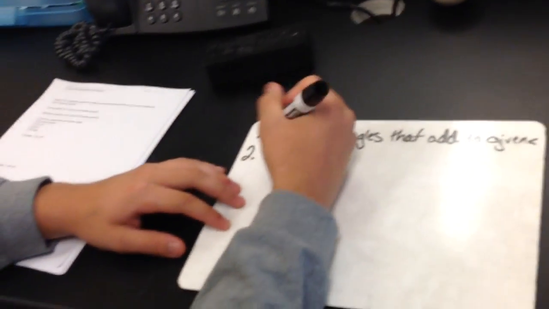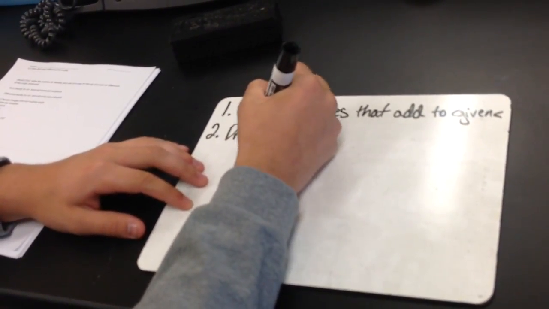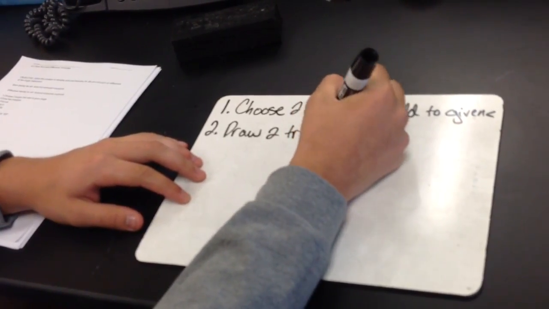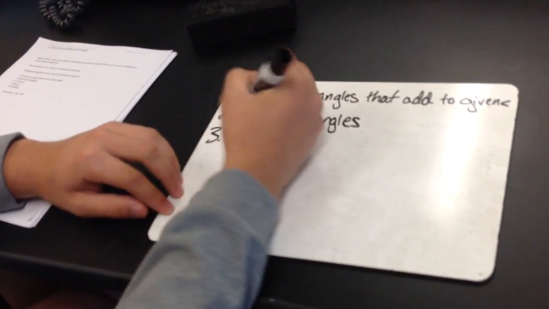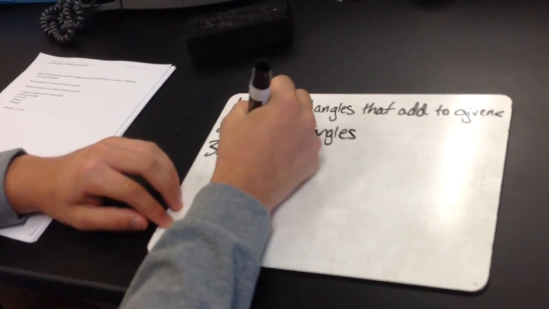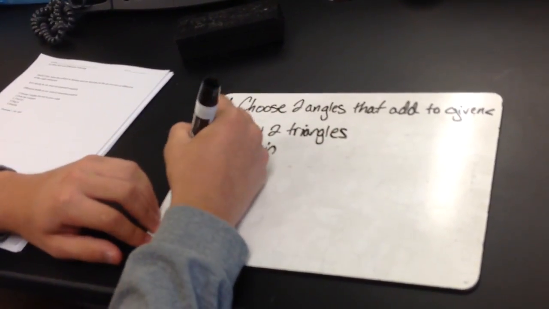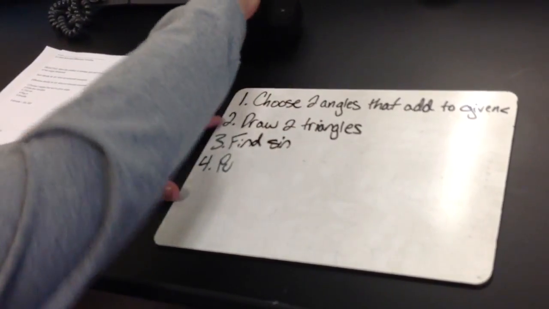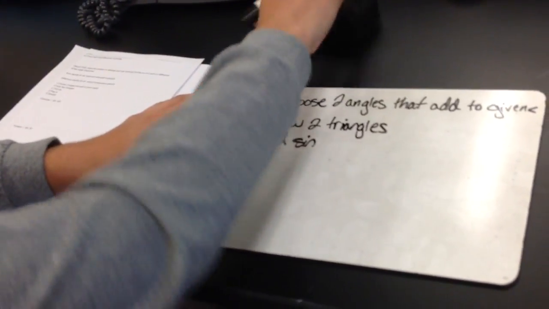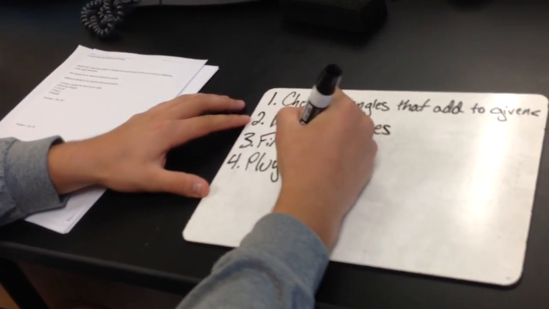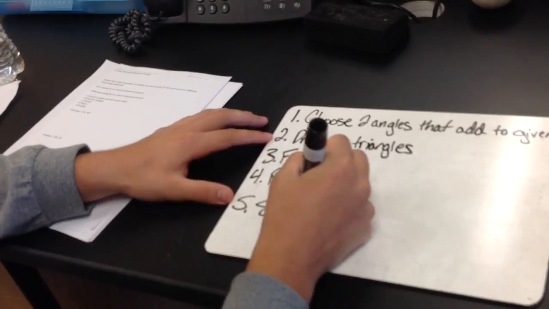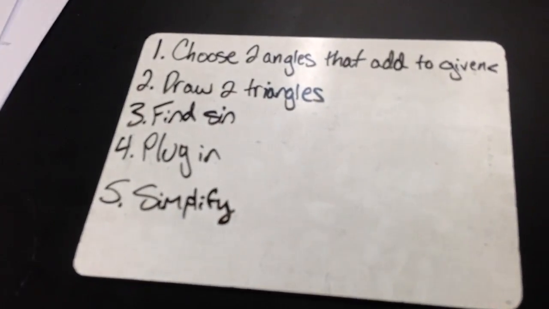Number 2, you're going to want to draw the two triangles. Step 3, you're going to want to find sine. 4, you're going to want to plug it in. And then 5, you're going to want to simplify. So those are the 5 steps that you're going to want to do.